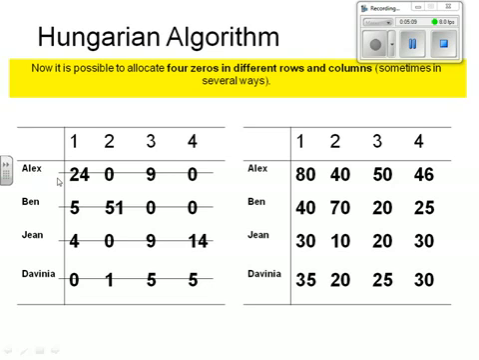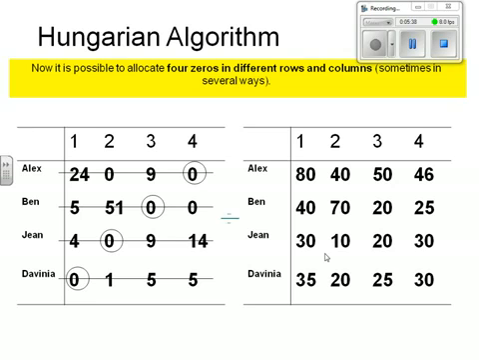Well, I wouldn't look at Alex to start with, because there's 2 possibilities here for Alex. I'd look at Davinia down here. Davinia has to be doing job 1, because it's the only 0 she's got. Jean has to be doing job 2, because it's the only 0 she's got. Now, if I'm using that 0 for Jean, that leaves Alex. He's only got this 0 over here. He must be using that one. And Ben must be that one there. But then 3 had to be that one anyway.